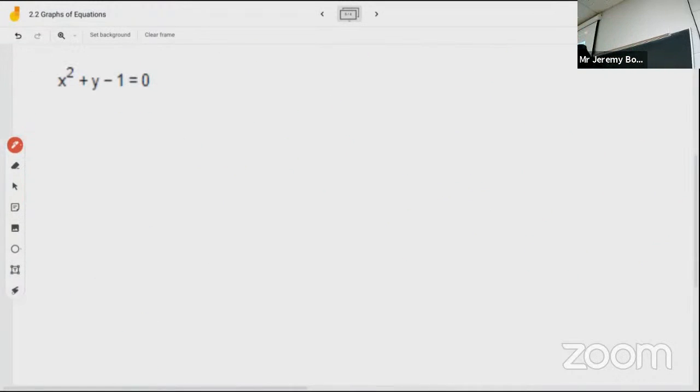Look at the other one. So we got x squared plus y minus 1 is equal to 0. Let's say we do the y-axis first. We'll do the x-axis.